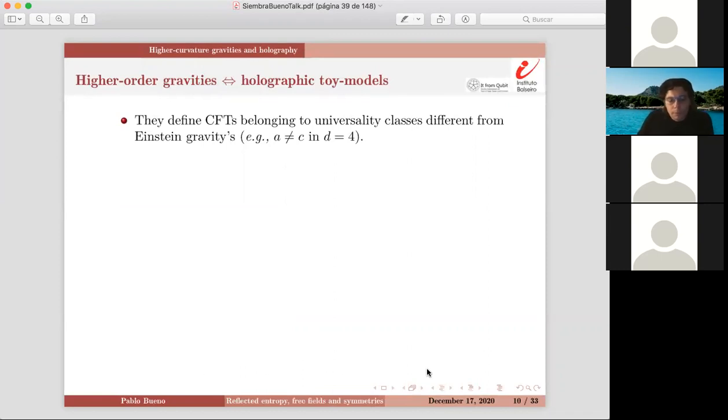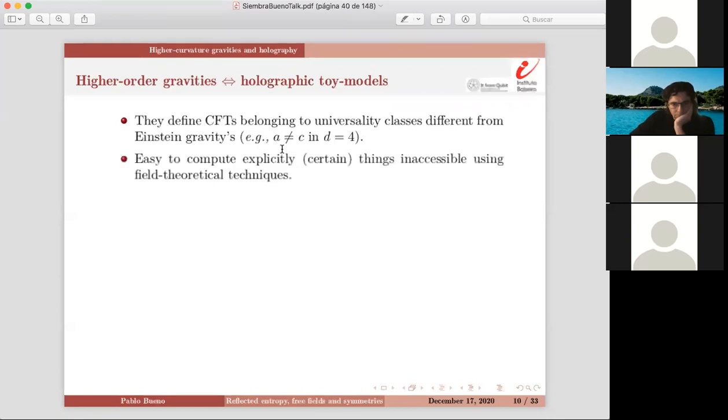So the first point is that you can see that they belong to universality classes. They define CFTs which are inequivalent to Einstein gravity. You can see this quickly, for instance, by computing, in the case of 4 dimensions, the trace anomaly coefficients A and C. These coincide for Einstein gravity, and they coincide, for instance, also for supersymmetric CFTs, but they do not coincide in general if you include higher curvature terms. As I said before, sometimes, and I will give you examples, you can compute things explicitly which are not easy to compute using CFT techniques.